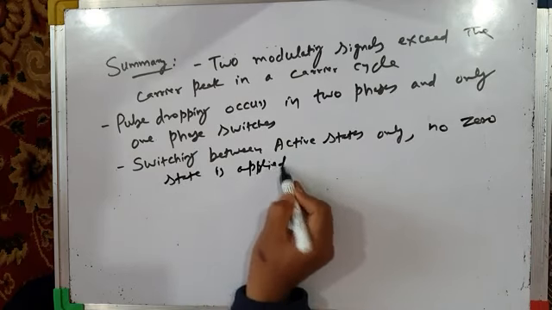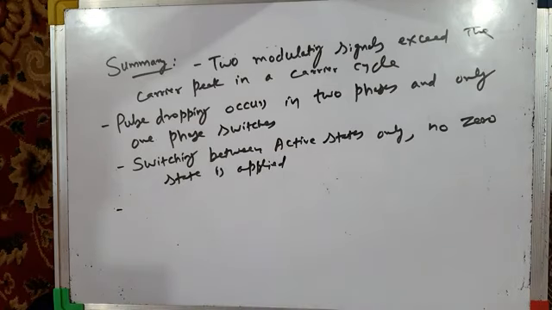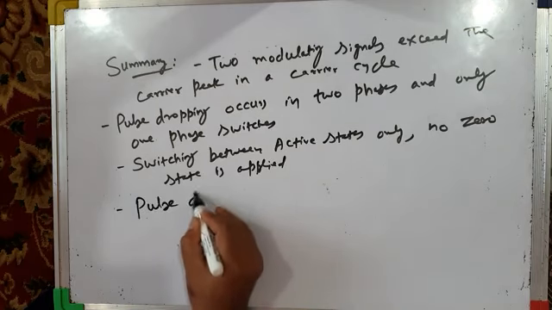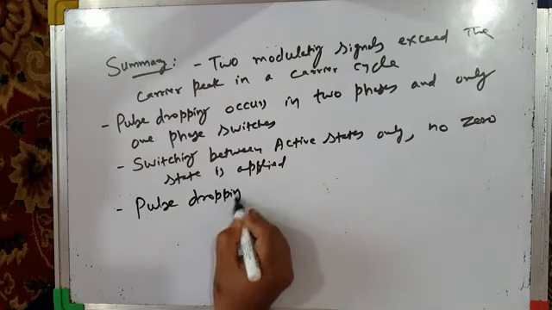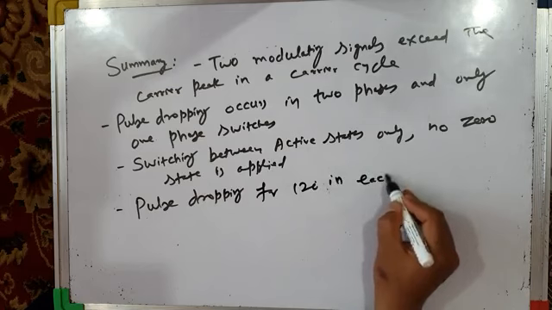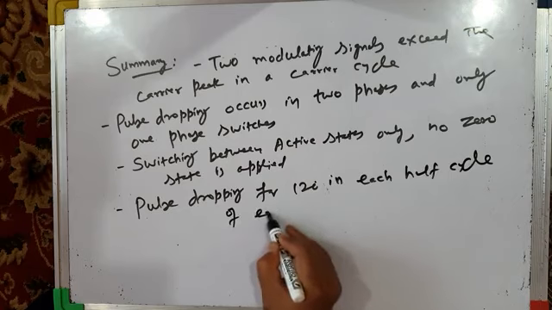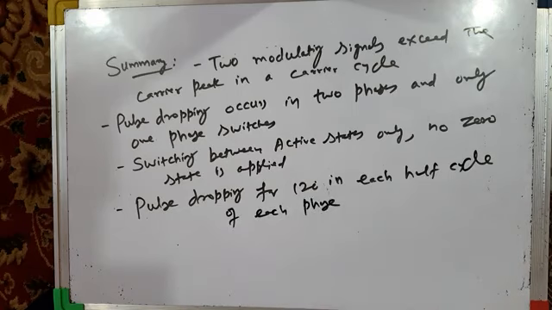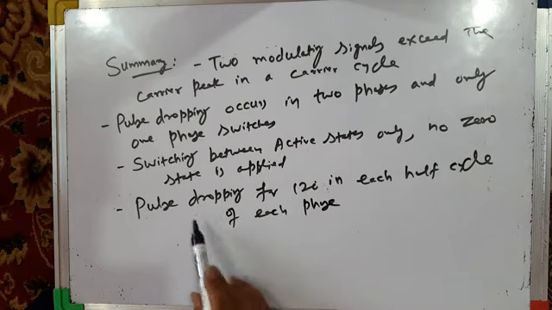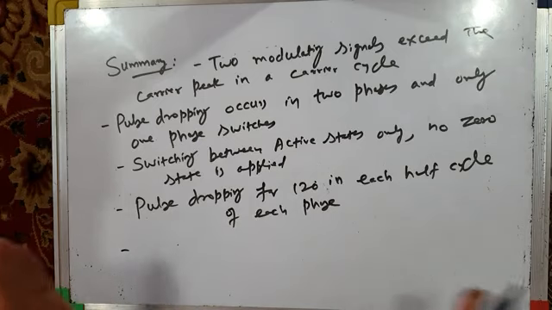For example, in sector 1 you have seen that only active vector 1 and active vector 2 are applied. Null vector 0 or null vector 7 is not applied. Same is true with other sectors also. Then pulse dropping for 120 degrees in each half cycle of each phase. In each half cycle of each phase, phase R, phase Y, phase B, there is pulse dropping for a period of 120 degrees. Okay, so this pulse dropping is for a larger period.